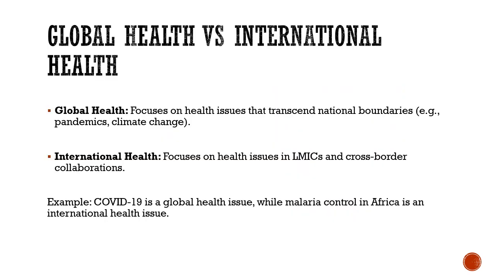To summarize, the distinction is clear. Global health looks at problems that transcend borders, such as pandemics, antimicrobial resistance, or climate change. International health, on the other hand, is more about improving health within specific countries, particularly LMICs, and supporting cross-border collaborations. So, we think of COVID-19 as a global health issue, but efforts like malaria eradication or TB control in Africa are better described as international health issues. Both are important. The scope and focus differ.